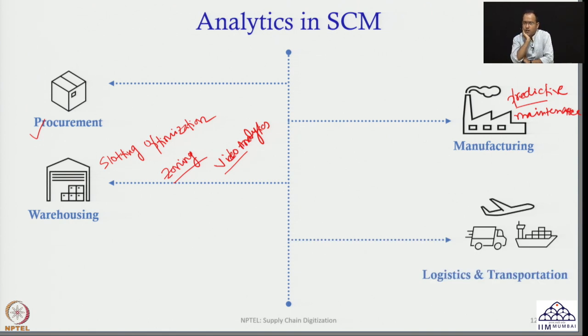Then we have logistics and transportation. Here also, a lot of opportunities are there. I'll give one example which was not discussed in the last class, related to delivery. Suppose there is a manufacturing facility in India, and their suppliers are located outside India. Some of the suppliers are coming from Europe, some from America, some from China. So obviously they come through the sea route. So what happens when you bring the products through the sea route?